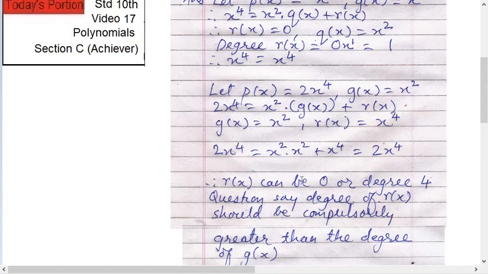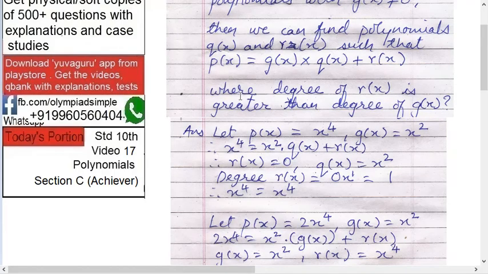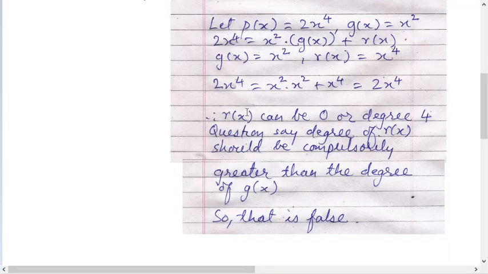See here, r(x) can be 0. We are not talking only of degree. But what is the question asked? Where the degree of r(x) is greater than the degree of g(x), means compulsorily it is greater than. R(x) can be 0 or degree 4. Question says degree of r(x) should compulsorily be greater than the degree of g(x). So that is not the case. It is 0 also. So that's why it is false.